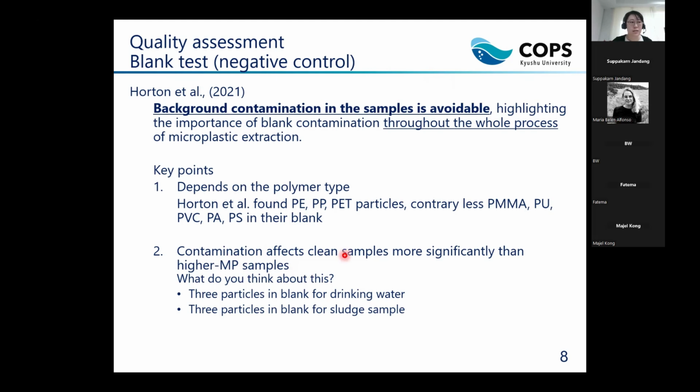Please consider the situation when you treat drinking water. If you find 3 particles in the background data, do you think it is okay? But also please consider that you find 3 particles in sludge samples, I mean, the background for the sludge sample. Do you think it is comparable, or can we handle them as equal? We should consider the contamination levels in each sample and sample situation.